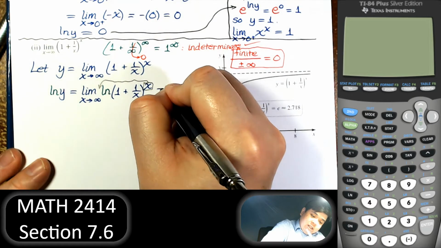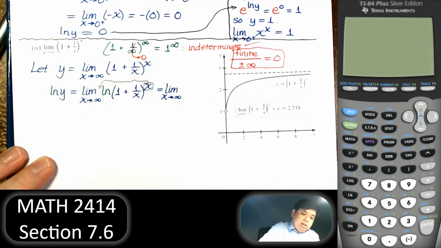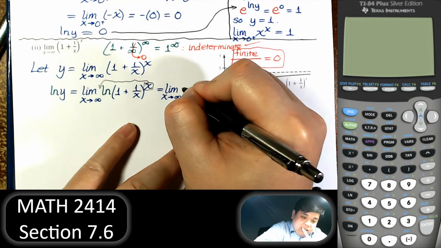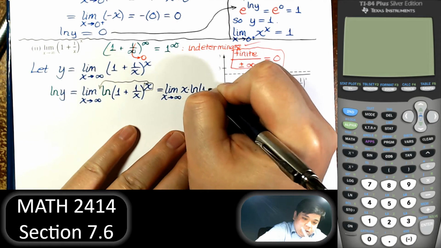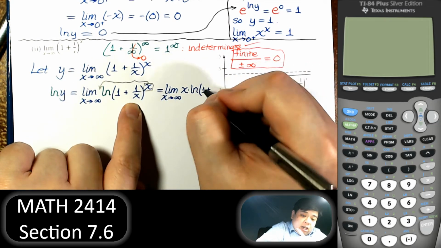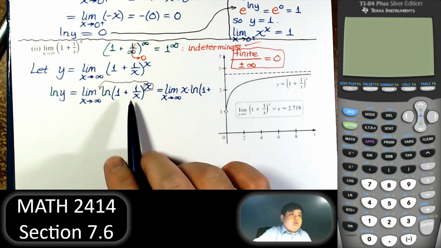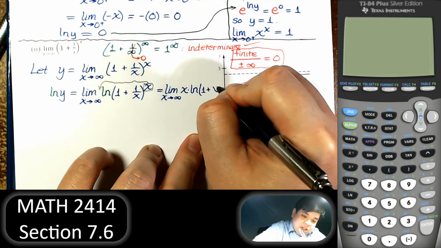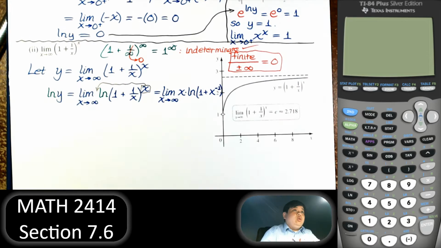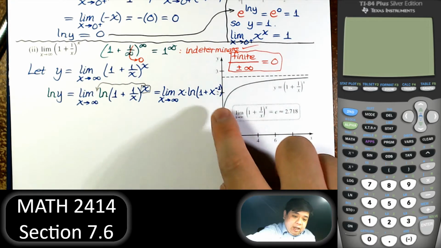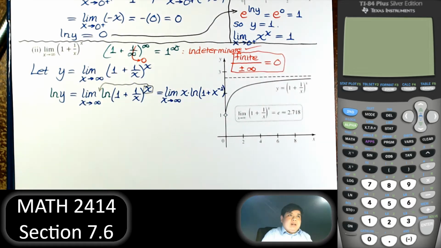So I will write this as limit x goes to infinity of x times ln of 1 plus 1 over x, because later on we use the L'Hopital rule, which involves a derivative. So let's just write that as x to negative 1 instead. We're going to take the derivative later, so it's more convenient to write x to negative 1.